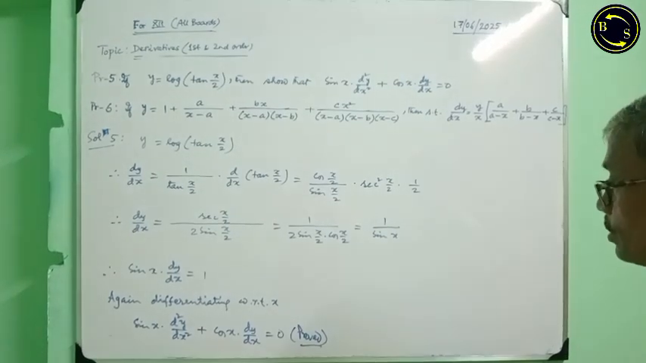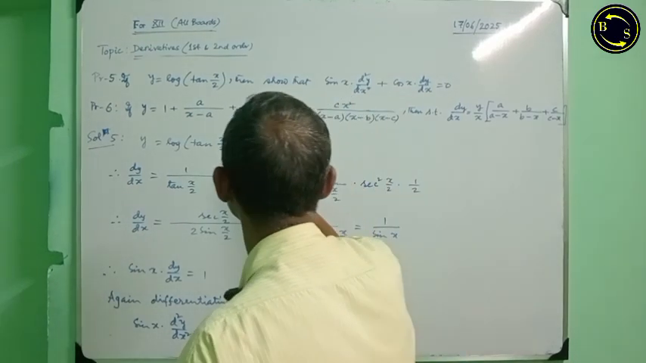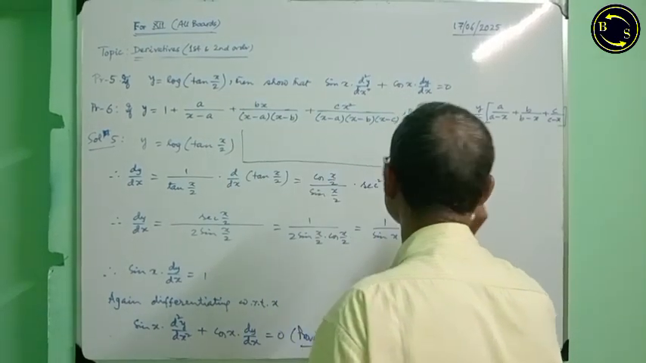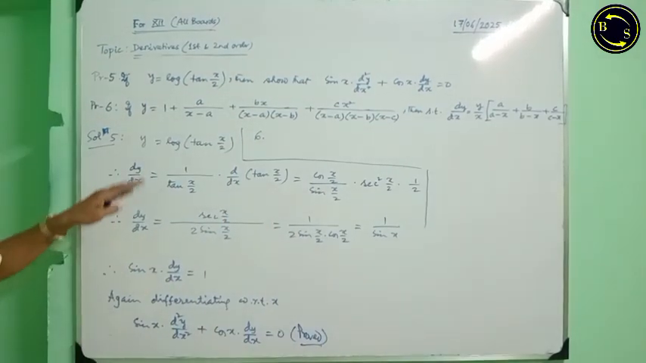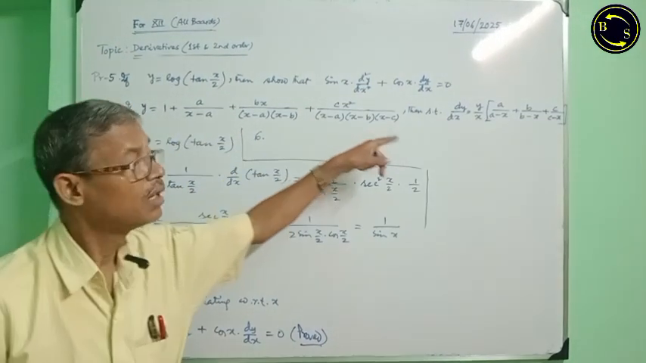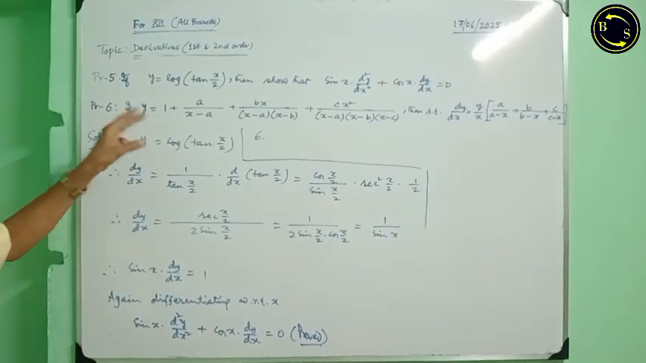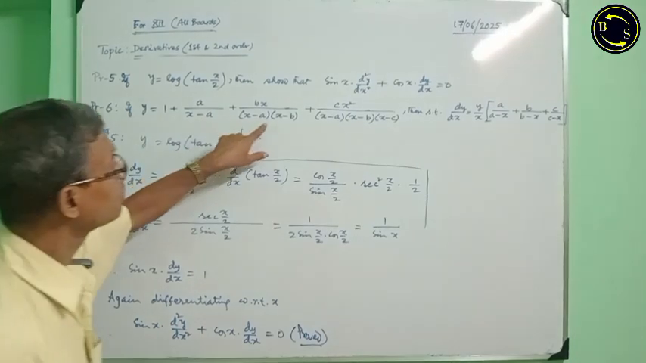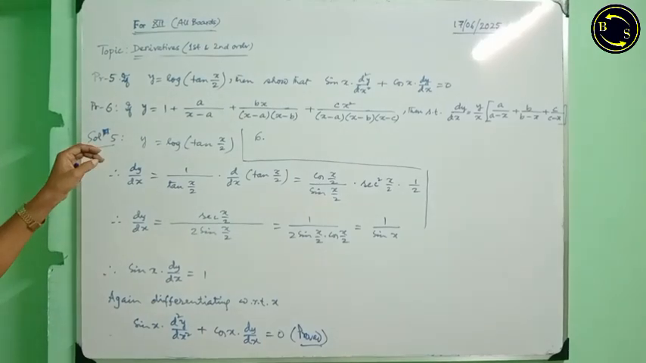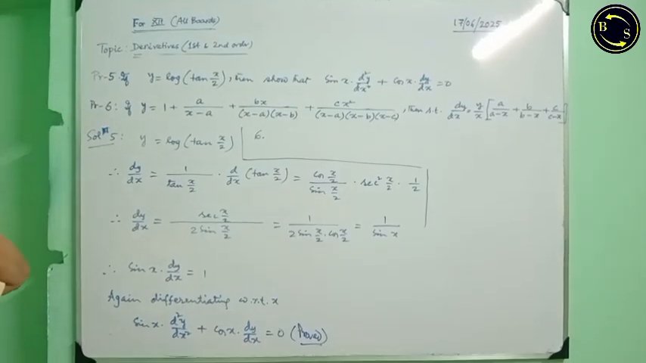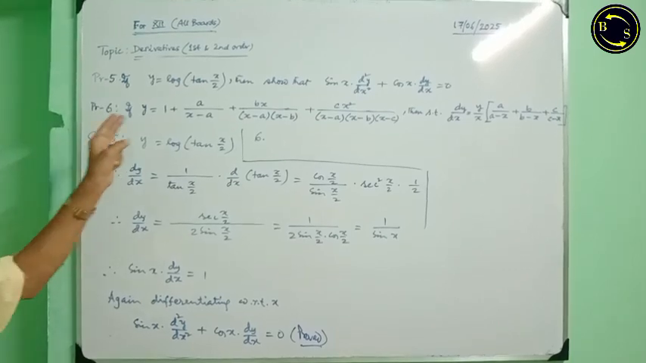Problem number 6. I start here. First of all, I see this is a large expression. First of all, we have to simplify that one. There are 3 fractions plus 1. We cannot differentiate directly with respect to x. First of all, we simplify that.